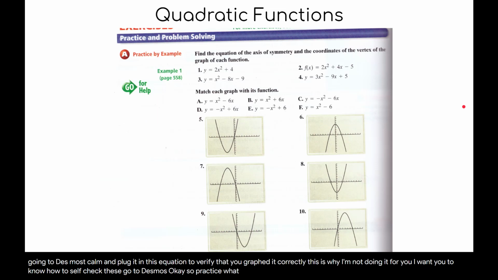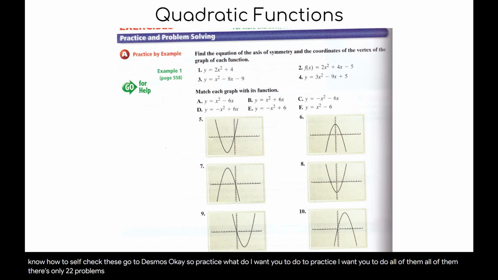Practice. What do I want you to do to practice? I want you to do all of them. There's only 22 problems, and you're going to need practice graphing these, and the 5 through 10 is just matching. You're going to have to do a little bit of work. Some of y'all might be able to do it mentally.